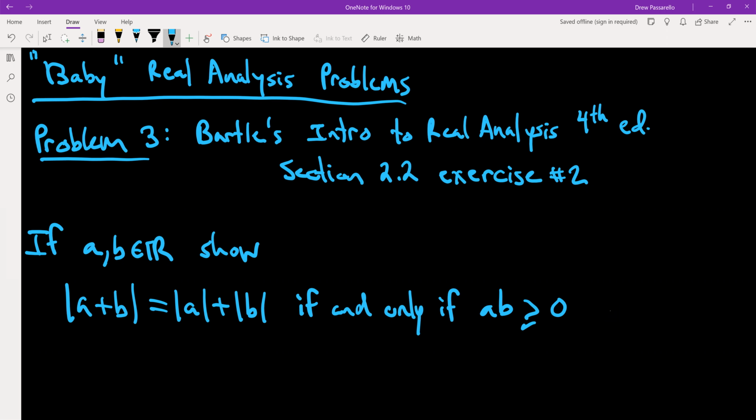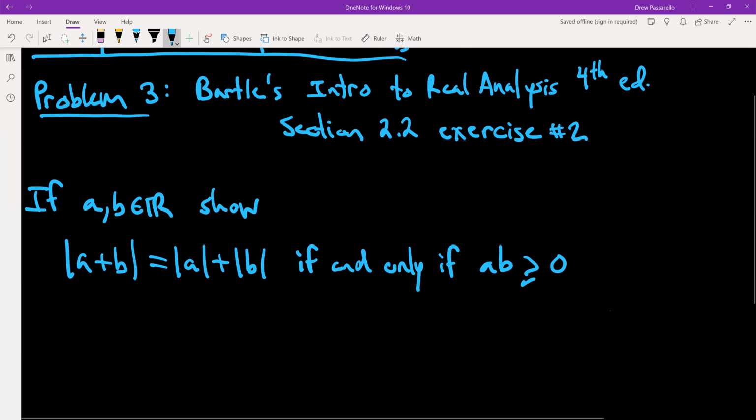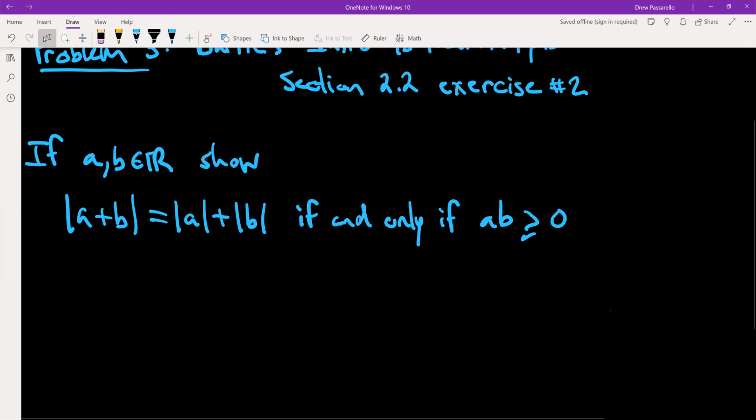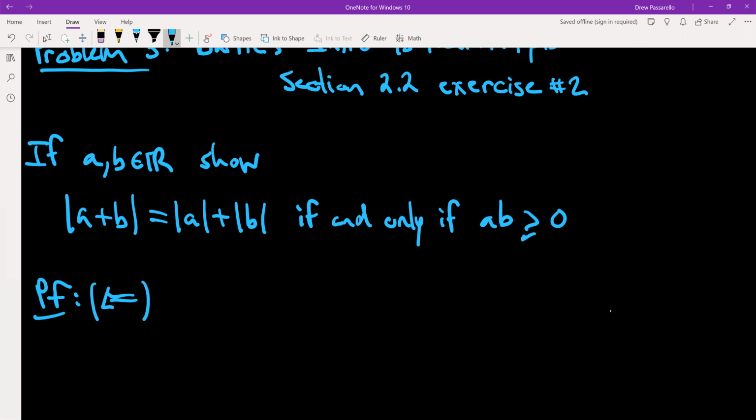So the problem is that a and b are real numbers, show that the absolute value of a plus b is equal to the absolute value of a plus the absolute value of b if and only if the product a times b is greater than or equal to 0. So that is what we're going to show. And I am going to first, so proof, I'll do this direction first.